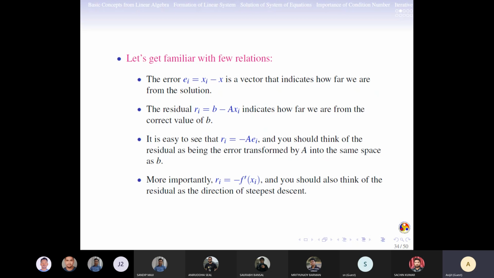One more thing is that we have already defined ri equal to minus f dash xi, because f dash xi is the gradient direction, that is equal to A xi minus b, which is the minus of the residual. That means ri equals minus f dash xi. So what this indicates is that we have to go in the negative direction of the gradient, and this equals ri. That means we have to go in the direction of the residual. So in each step we will go in the direction of the residual. This is clear? That is the direction of the steepest descent. This direction is known as the steepest descent.